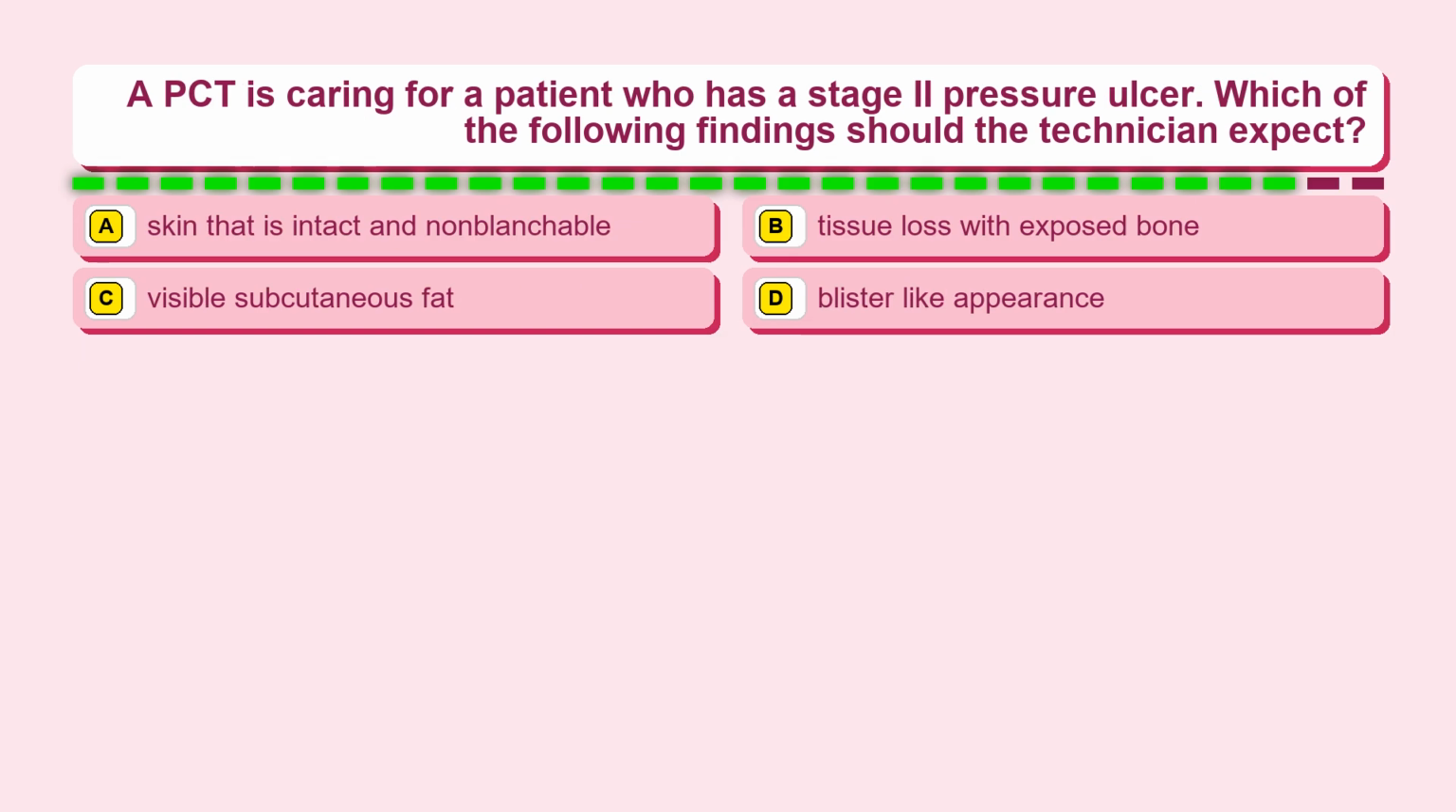Question 70. A PCT is caring for a patient who has a stage 2 pressure ulcer. Which of the following findings should the technician expect? Option A, skin that is intact and non-blanchable. Option B, tissue loss with exposed bone. Option C, visible subcutaneous fat. Option D, blister-like appearance.